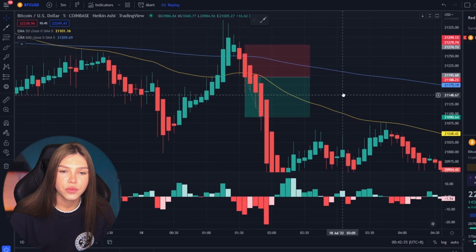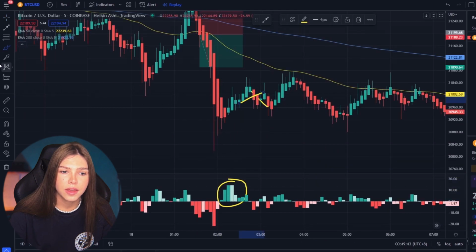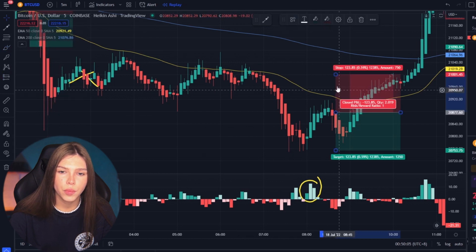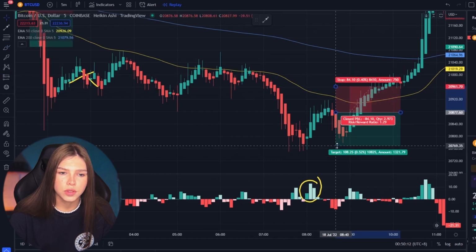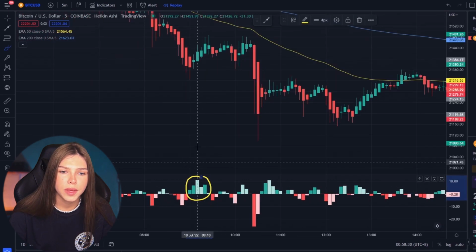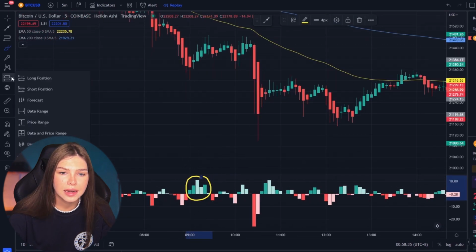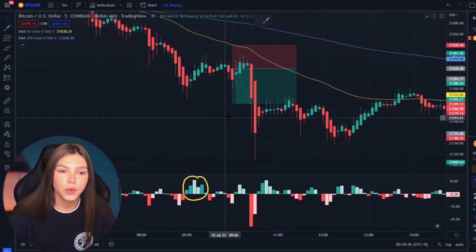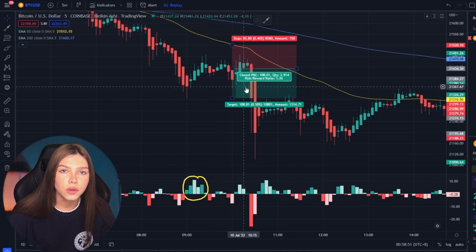Then we are waiting for another uptake that's bigger than average, and I would enter right here and take the profit at 0.5% and set the stop loss at 0.4%, and this is also a win. Then we have another big uptake here. I would enter right there and set the target at 0.5%, and the stop at 0.4%, and this is also a win.